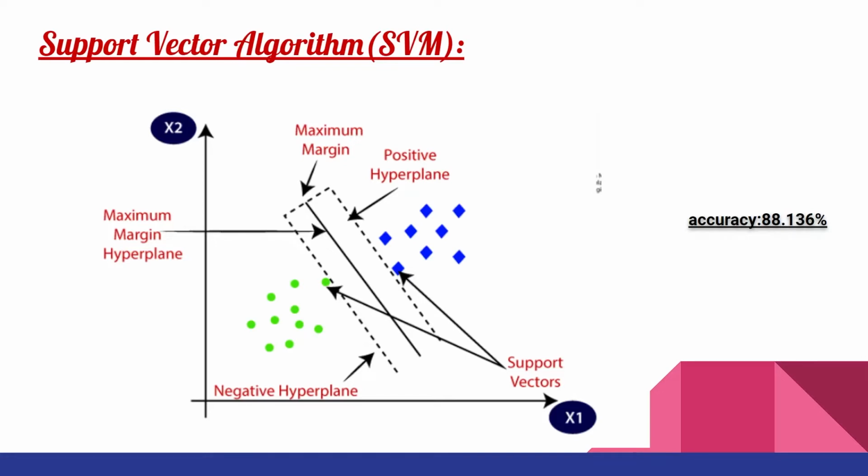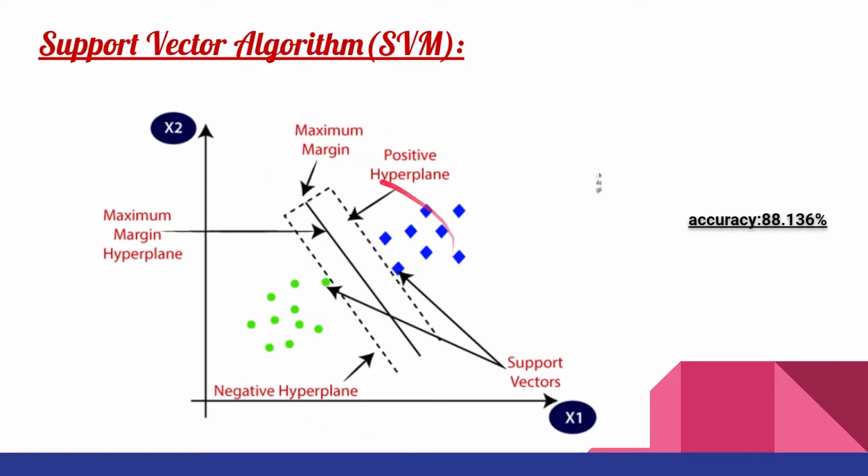Support vector machine is the most popular supervised algorithm used for classification. The goal of the SVM algorithm is to create the best line or decision boundary that can segregate n-dimensional space into classes, so that we can easily put new data points in the correct category in the future. SVM chooses the extreme points that help in creating the hyperplane. These extreme points are called support vectors.